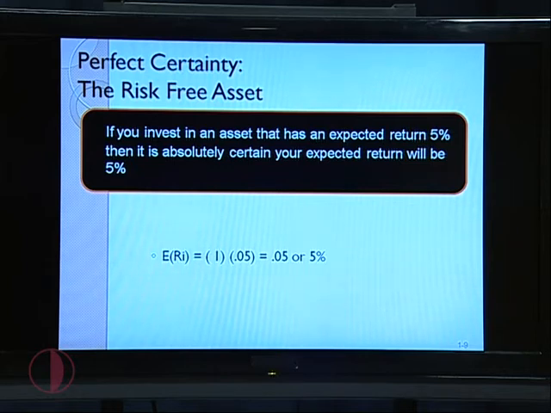In this case, we assume there is no inflation and no uncertainty. If you estimated 5%, then the expected rate will be 5%.